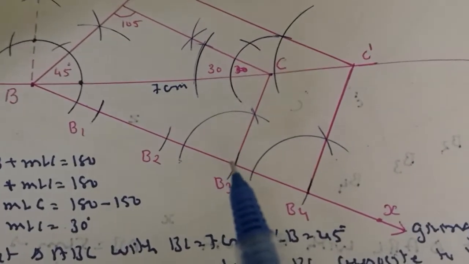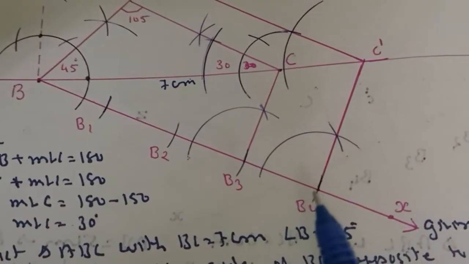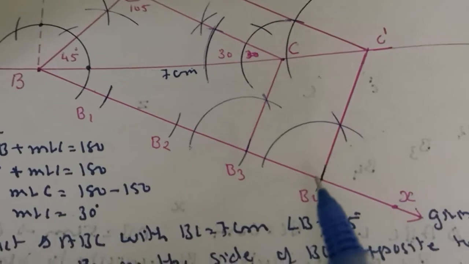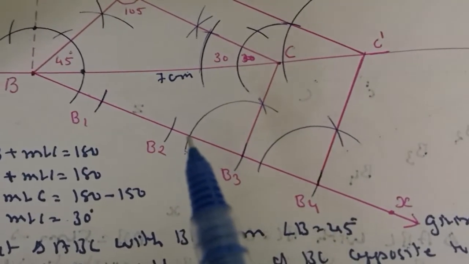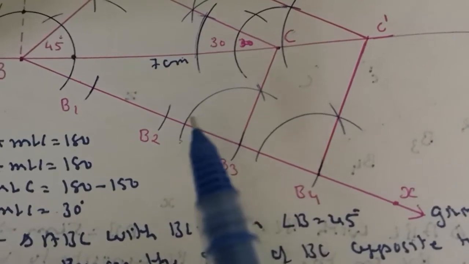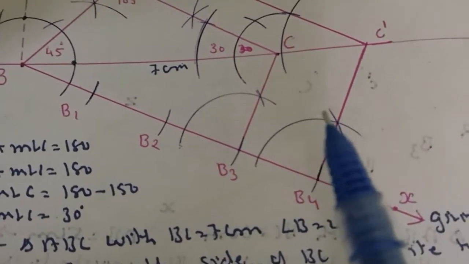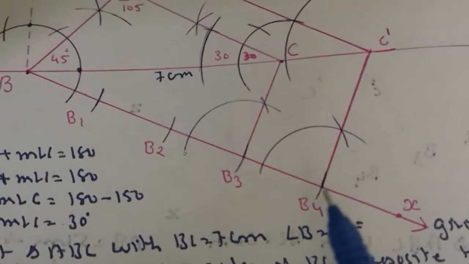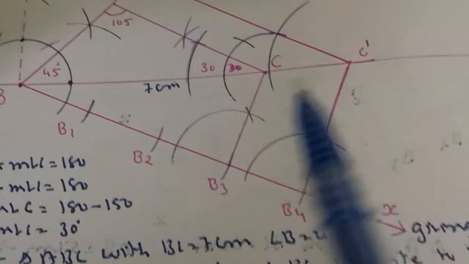From point B3 you are going to draw an arc. With the same radius you are also going to draw an arc from B4. Now you measure the distance between this point and this point, and from this point you are going to draw an arc. From the intersecting point you are going to draw B4C dash.